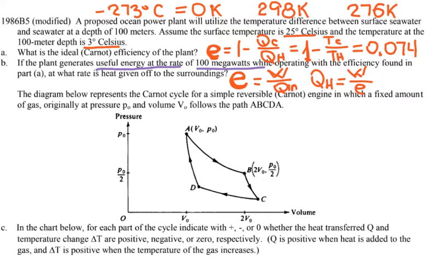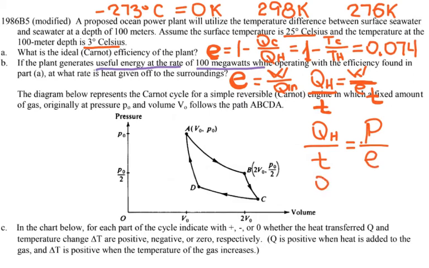So if I modify my formula, how much heat is given to the surrounding, and if I find this over a specific time, so if I divide both sides by time, then work over time will give me power. So heat per unit of time, per second, or heat spilled from the hot reservoir, is equal to the power, which is 100 megawatts, over the efficiency.